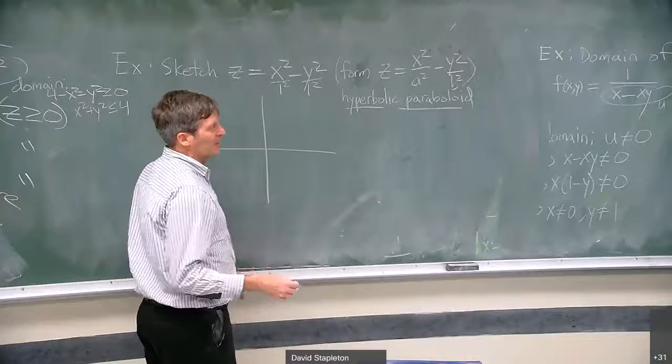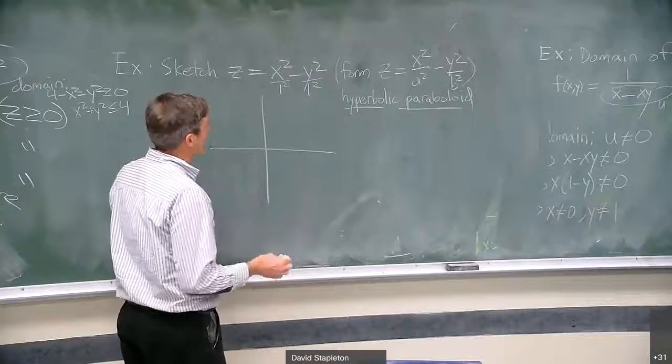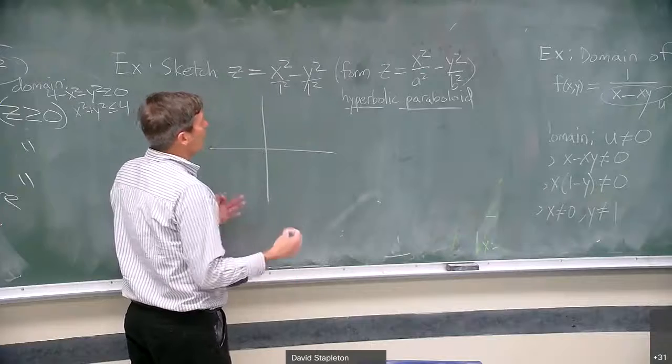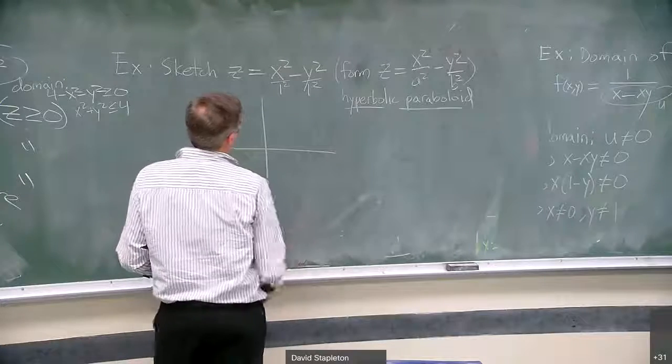I don't want you to be real accurate. You can let software do that some other time. But for now, just get the idea. What is it? It's a hyperbolic paraboloid. How do I sketch it?